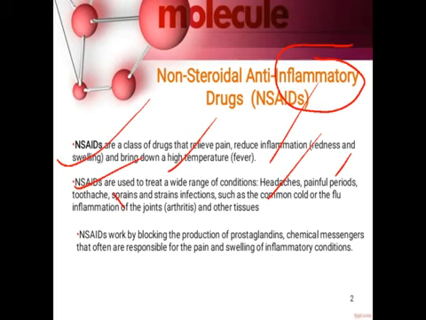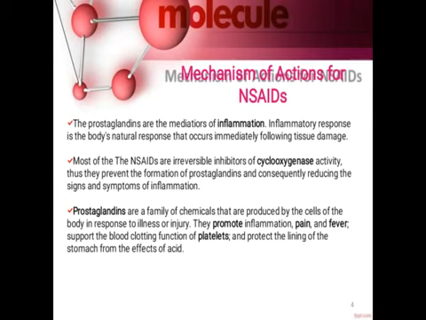Okay, so they generally work by blocking the production of prostaglandin, which is the chemical messenger. It is responsible for the pain and swelling in the inflammatory conditions or in case of inflammation. So they inhibit the synthesis of prostaglandin, which is responsible to produce the pain and the swelling of the inflammation condition. Okay. So in case of MOA, that is the mechanism of action, we find out that the prostaglandins are the mediators of inflammation. So inflammation is the natural response.